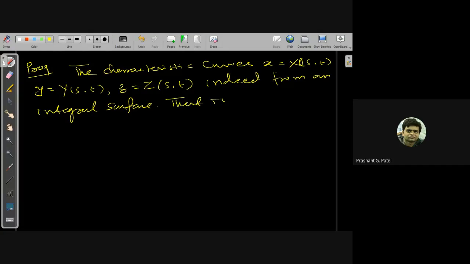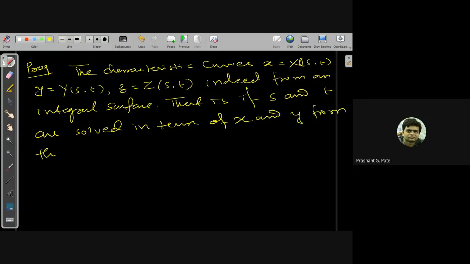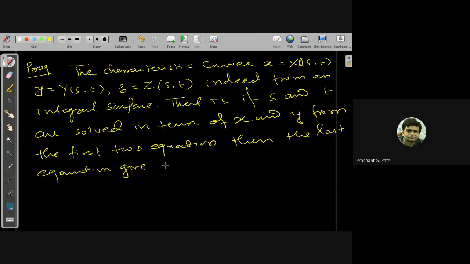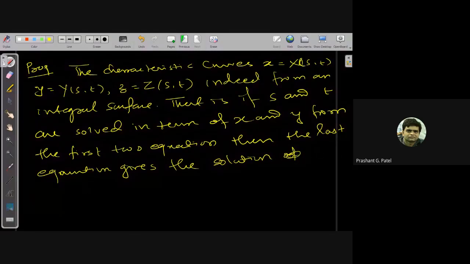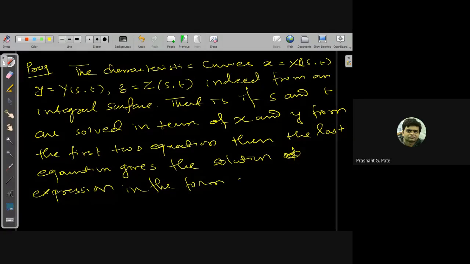So that is, if s and t are solved in terms of x and y from the first two equations, then the last equation gives the solution expression in the form z is equal to z of s of xy and t of xy.